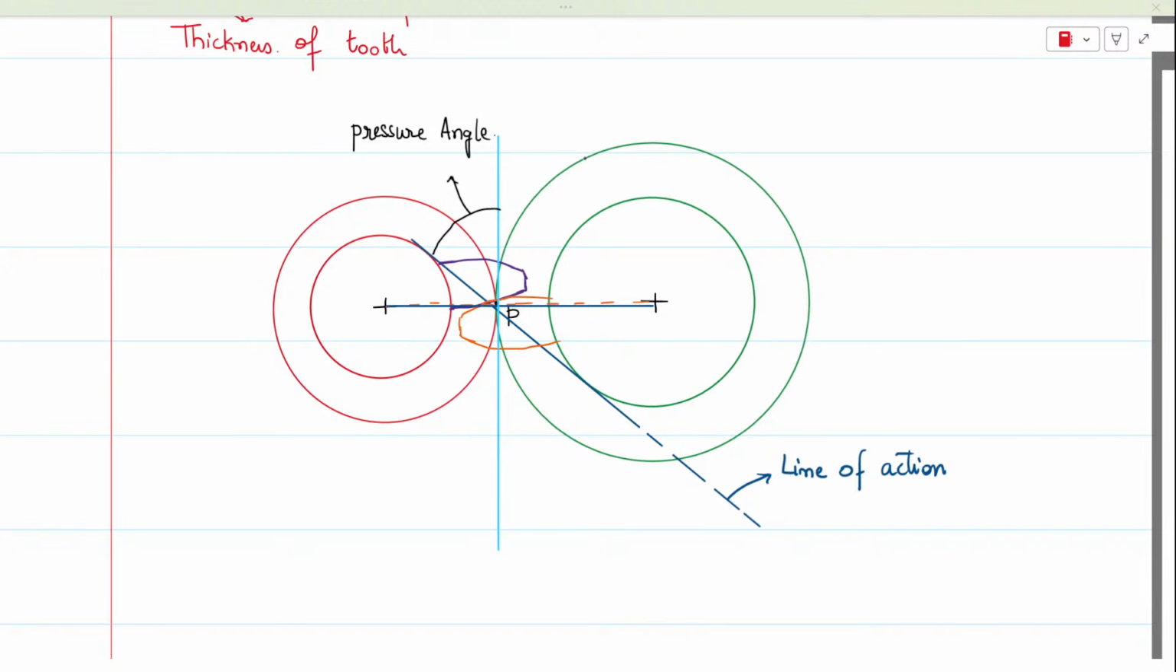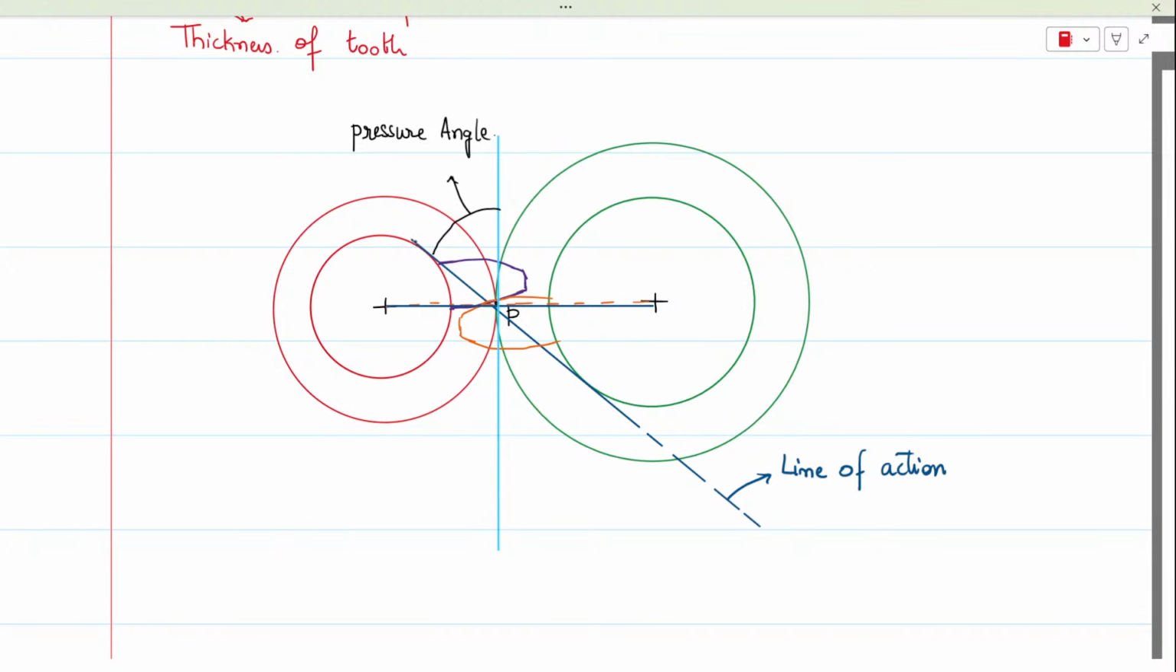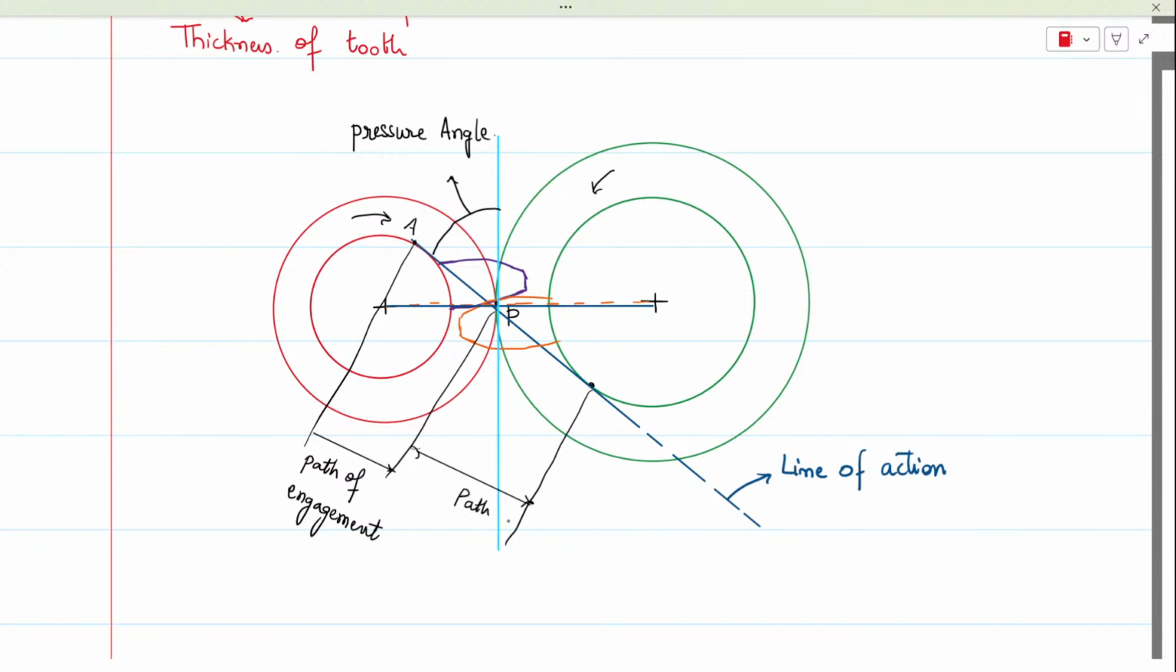Very, very important. Dear students, now this line will be intercepted into two halves. The first half is called the path of approach or path of engagement. Let's say the pinion is rotating clockwise and will drive the gear anti-clockwise. The second half will be called the path of disengagement or path of recess.